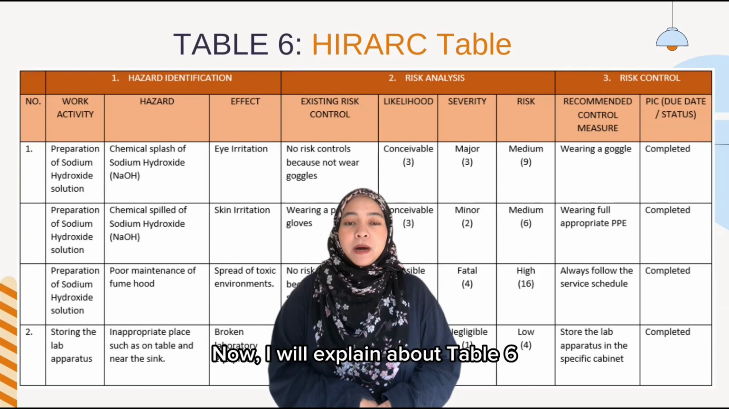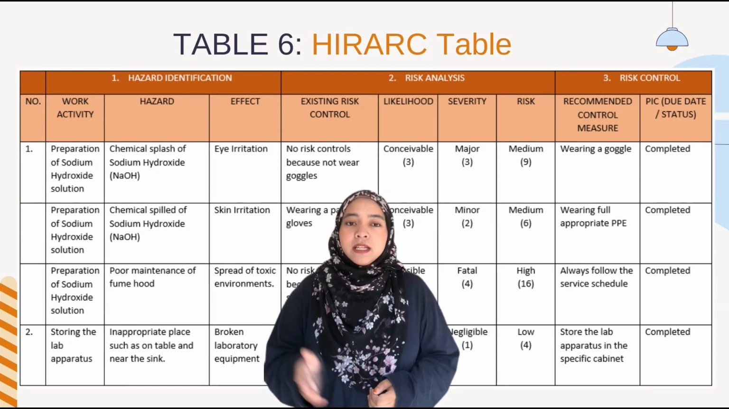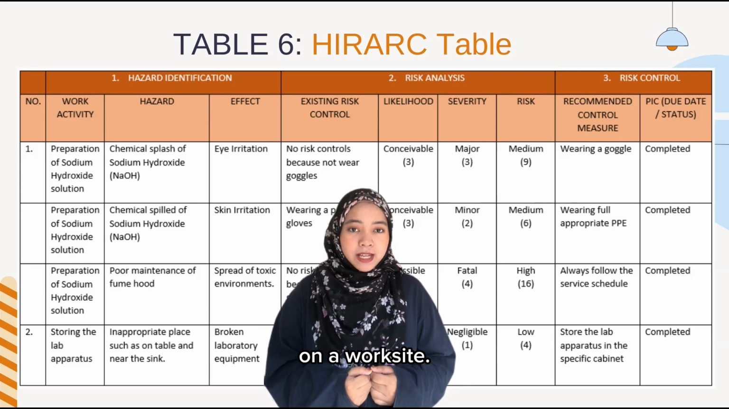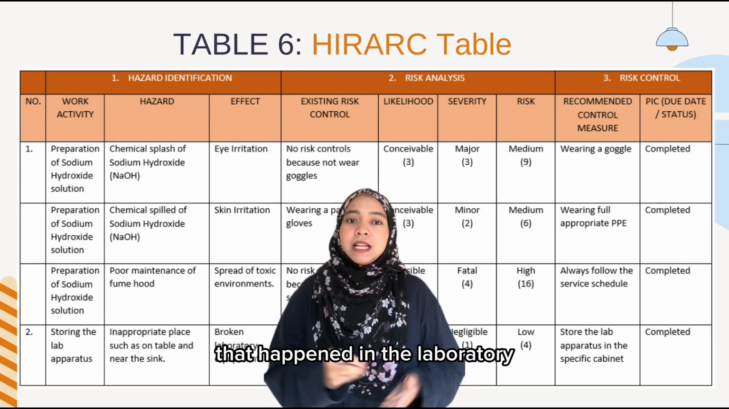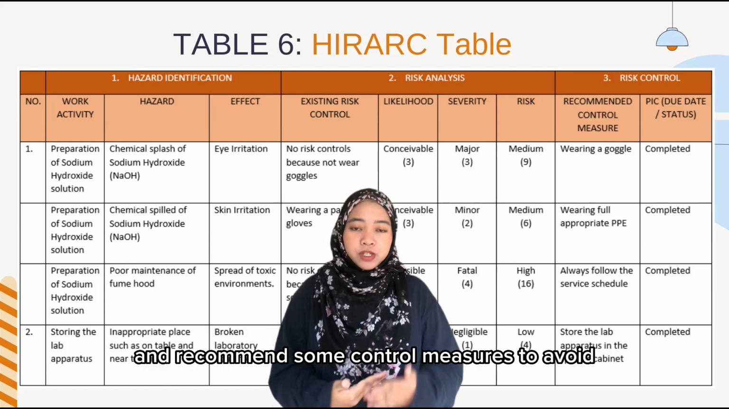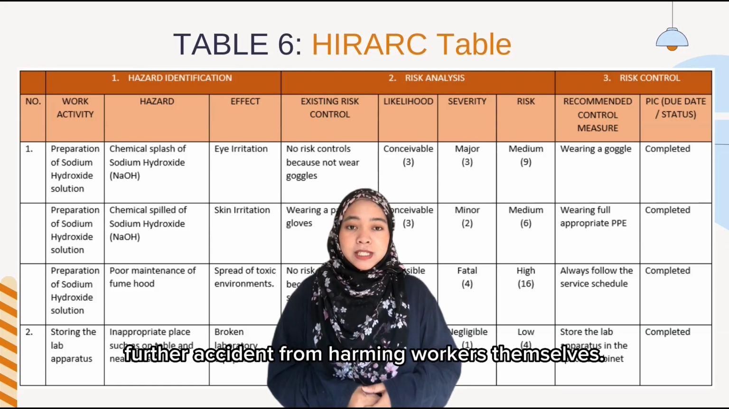Assalamualaikum. Now I will explain about table 6, which is a hierarchy table. The hierarchy table is used to determine and evaluate both existing and potential hazards on a work site. Based on work activity that happened in the laboratory that we observe, we can identify several hazards and recommend some control measures to avoid further accident from harming the workers themselves.